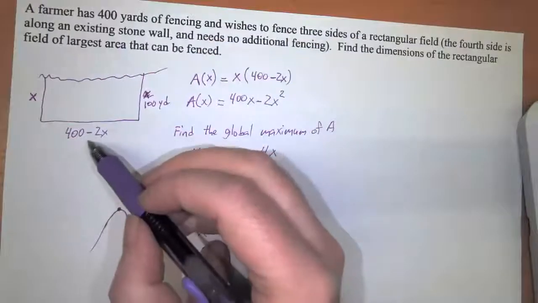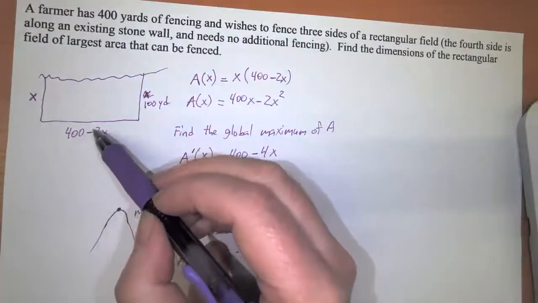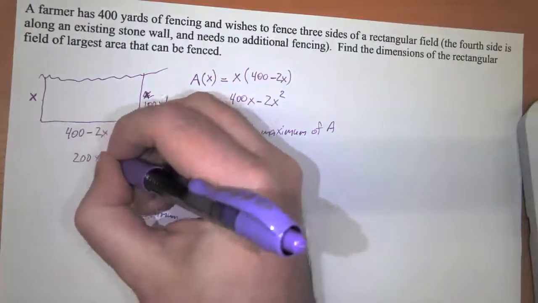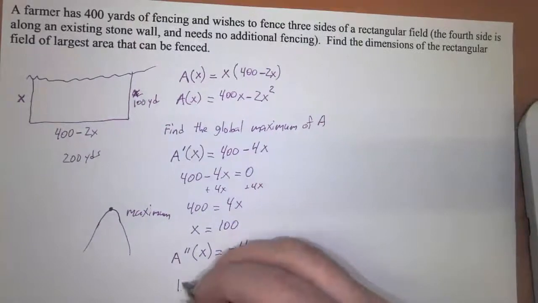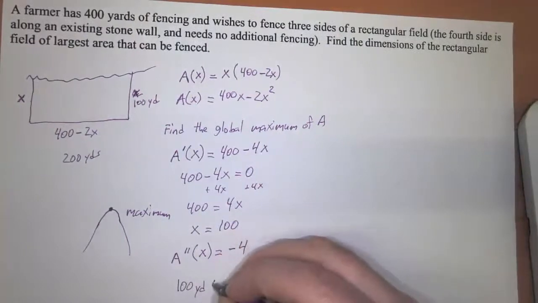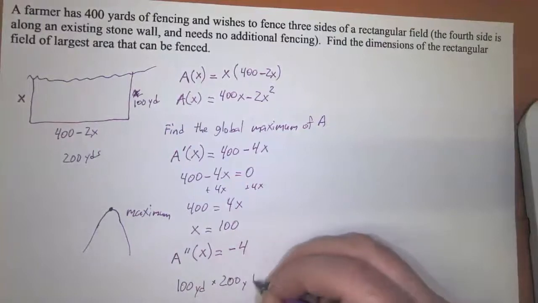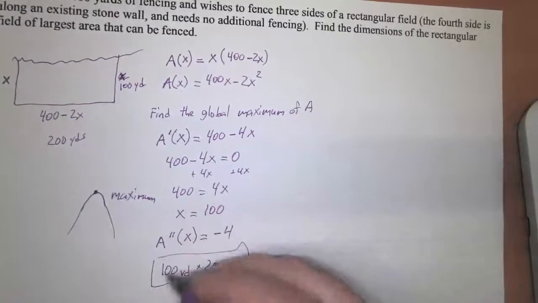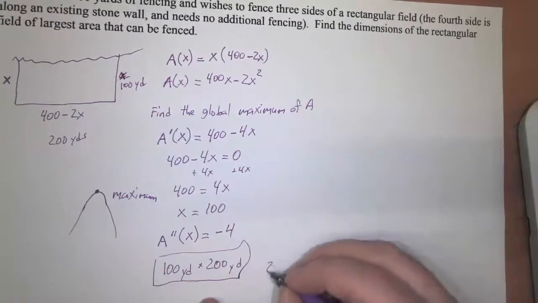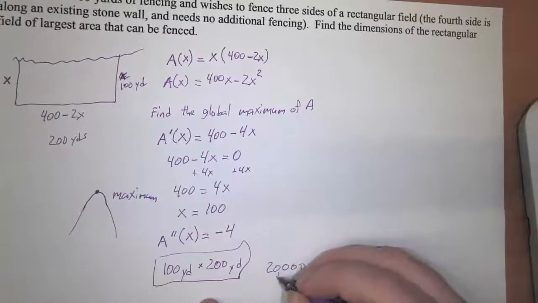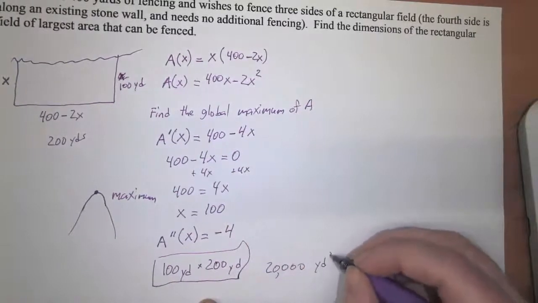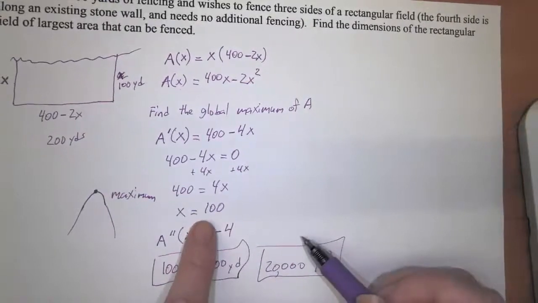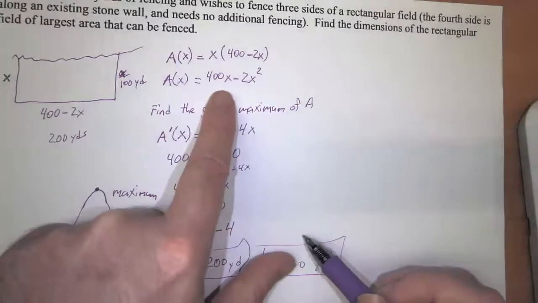And what's the length going to be? Well, 400 minus 2 times 100 is 400 minus 200, which is 200 yards. All right, so 100 yards by 200 yards is the largest possible rectangle. And if we wanted, we could calculate the area. That would be 20,000 square yards, which we can get either by multiplying these two things or by plugging 100 into the area function right there.